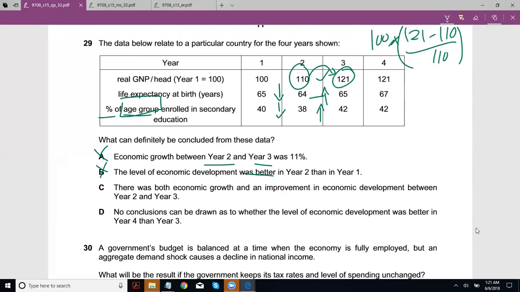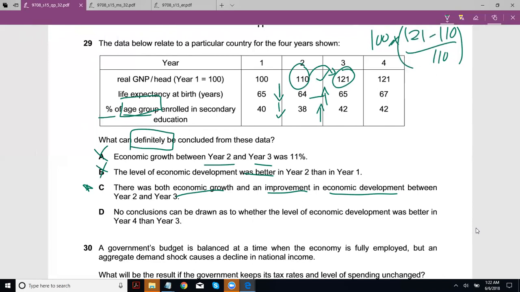I don't know if you can definitely conclude that there was economic development. You can conclude that there was economic growth, and maybe there's an improvement in economic development. I'll just hold on to this until we read option D. No conclusions can be drawn as to whether the level of economic development was better in year four than in year three.